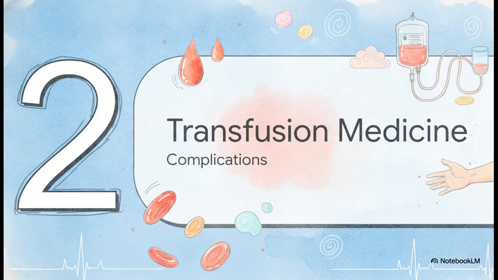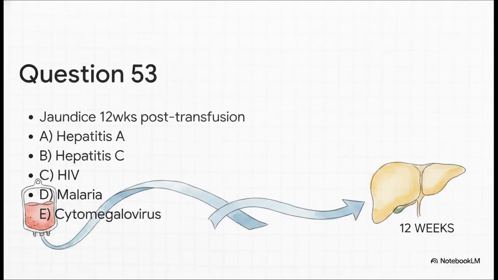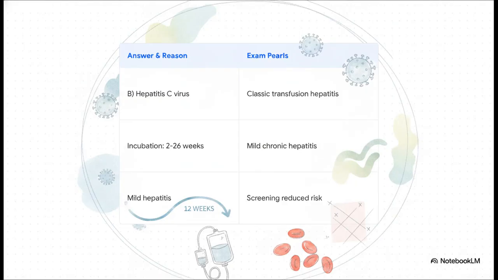Theme 2, transfusion medicine, indications and complications. A patient received 8 units of blood and develops jaundice 12 weeks later with elevated liver enzymes. Most likely cause: A. Hepatitis A virus. B. Hepatitis C virus. C. HIV. D. Malaria. Or E. Cytomegalovirus. It's B. Hepatitis C virus.